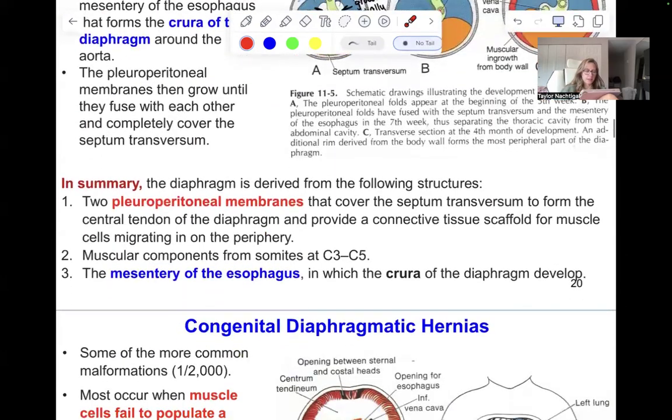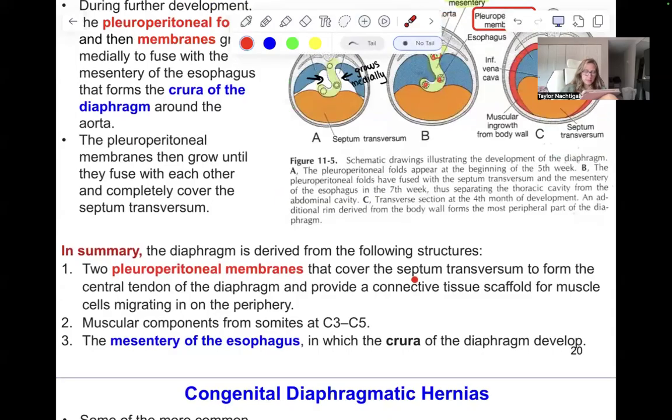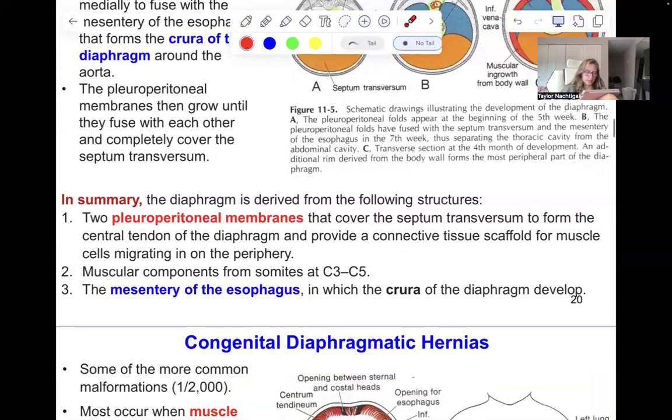To summarize, the diaphragm is derived from the following structures: two pleuroperitoneal membranes, these membranes here, that cover the septum transversum to form the central tendon of the diaphragm and provide a connective tissue scaffolding for muscle cells migrating in on the periphery. The muscles are going to come from somites at the C3 to C5 level, and the mesentery of the esophagus forms the crura of the diaphragm.